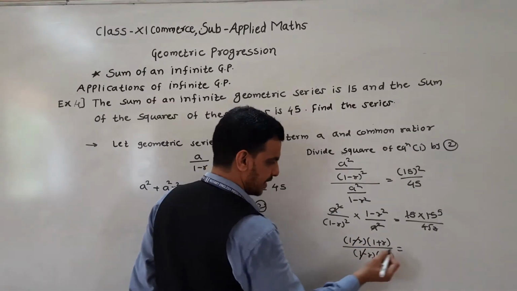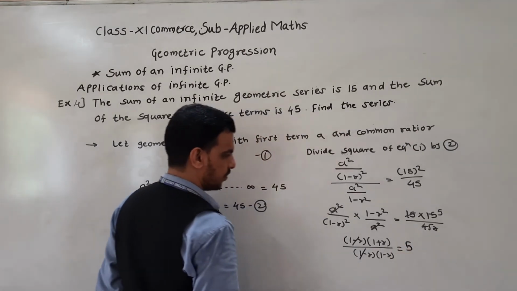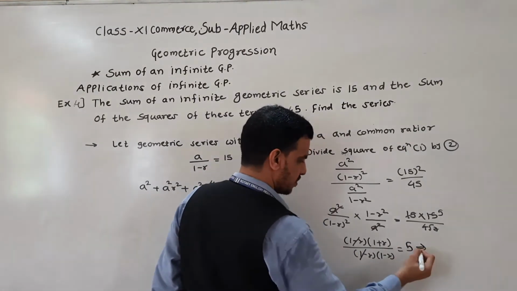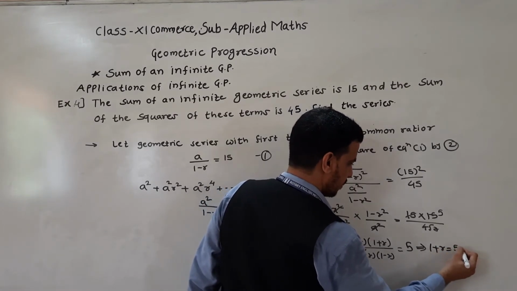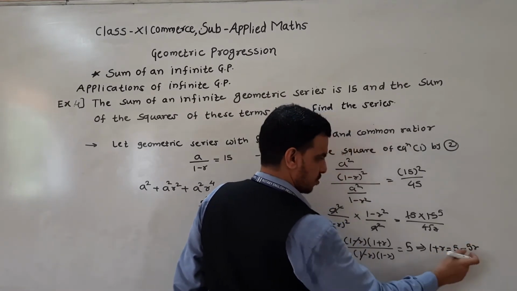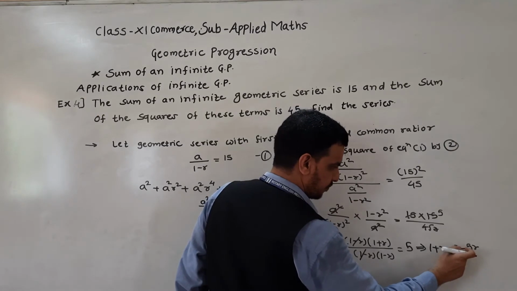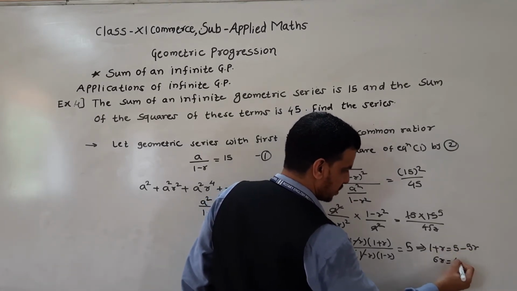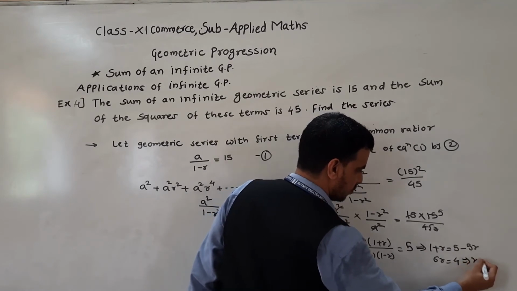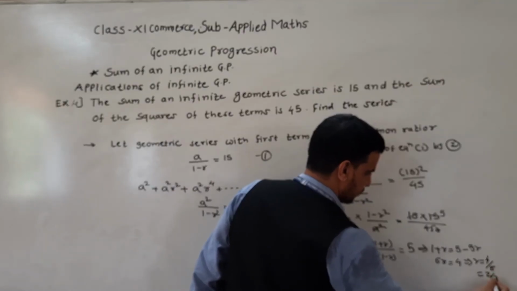1 bracket will get cancelled. This is equal to 5. So if we simplify this, 1 plus R is equal to 5 minus 5R. So if we shift minus 5R here, 6R, and 5 minus 1, that is 4. So R is equal to 4 by 6, that is 2 by 3.